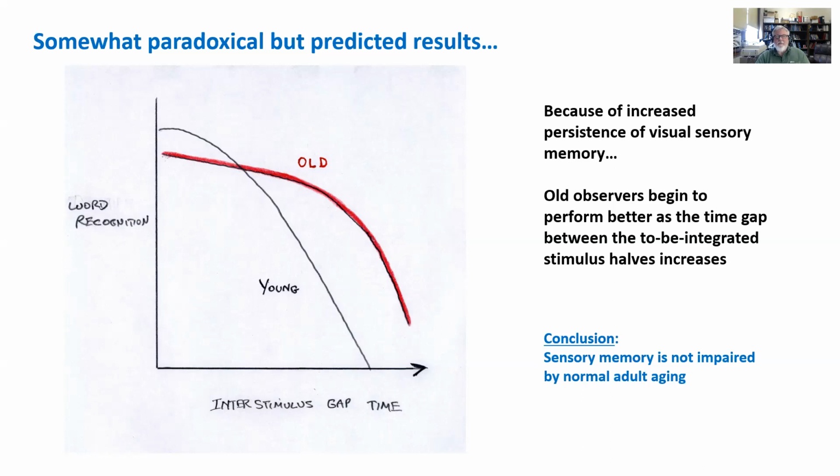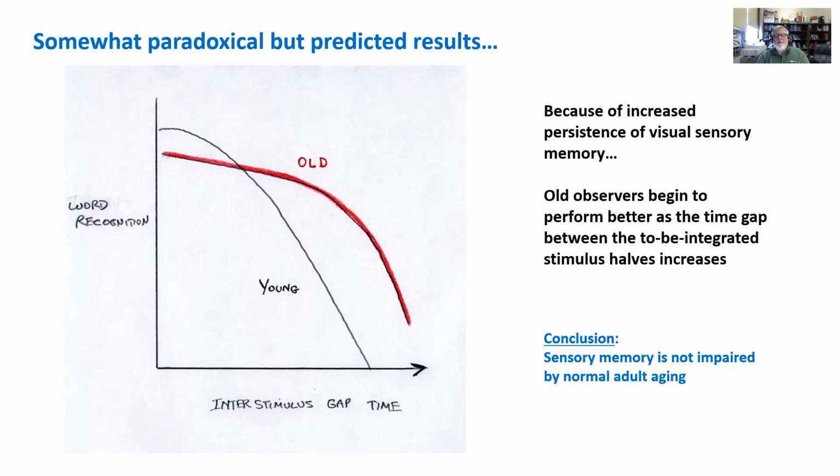half is presented. However, in older people, because the information in their sensory buffer decays at a slower rate, they start out performing pretty well, and they maintain good performance long after the young people have started to suffer in their recognition performance. They can integrate the two word halves over a longer interstimulus gap time. Why? Because their sensory memory lasts longer. So that's a pretty interesting finding.